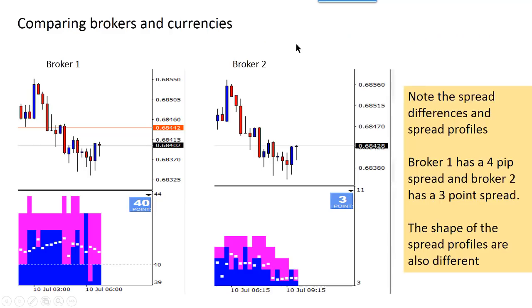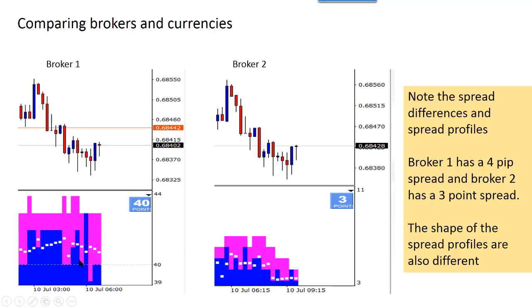Absolutely fantastic. What that then allows you to do is compare brokers to brokers. We've got 5 brokers which we monitor all the time, and there are huge differences between these brokers. For instance, broker 1, the average charge is 40 points, which is 4 pips. This broker over here has only got 3 pips at this stage. So huge difference.